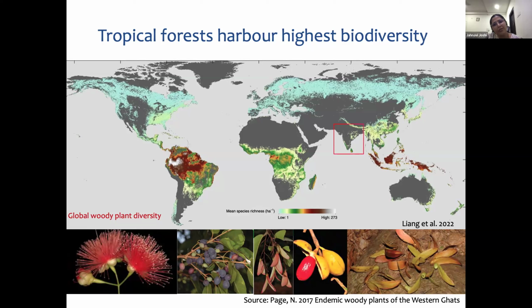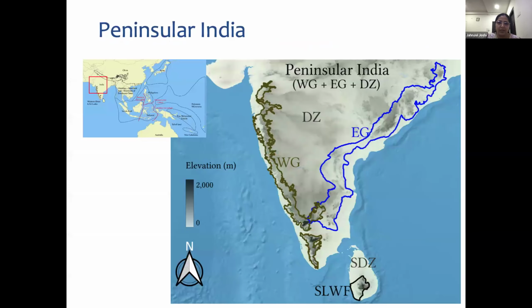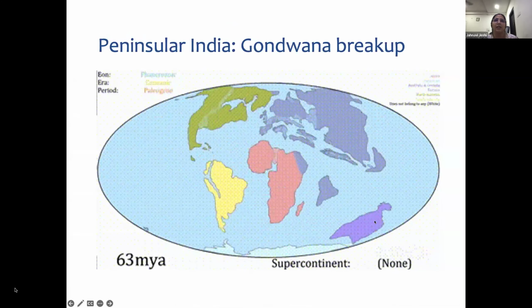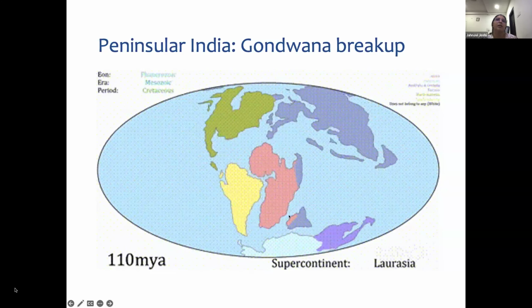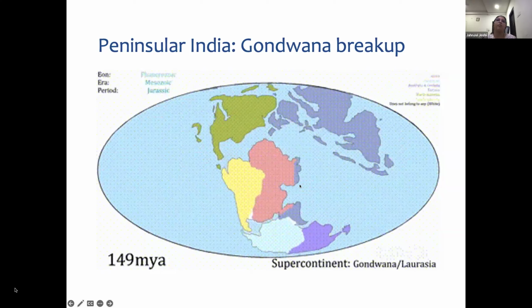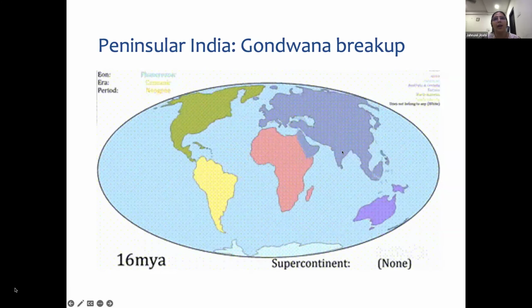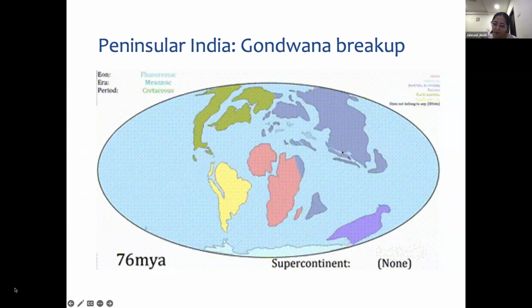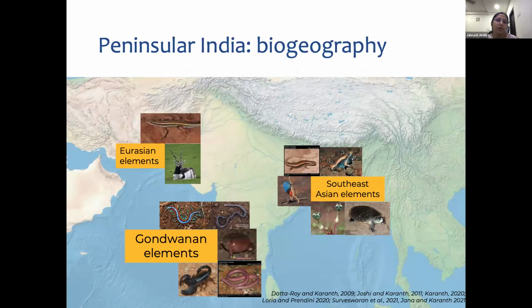And we are particularly interested in the peninsular India of tropical Asia. As Mahi introduced us very beautifully, peninsular India was part of Gondwanaland, and then it sequentially broke away from Antarctica, Australia, Africa, and collided with Asia. As a result of this complex geographical past, what we have today are many species which are of Gondwanan origin and then radiated in peninsular India, species which dispersed into India from Southeast Asia and have endemic radiations, as well as from Eurasia.